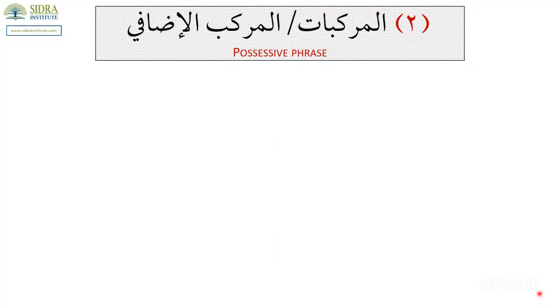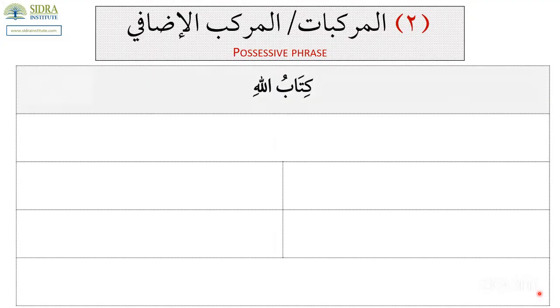So possessive phrase is normally the translation we give for murakkabun idafiyun, but it's not limited to possession all the time. Sometimes it's just a relationship, like we said, Abu Zayd, or sometimes it just comes in a possessive form, like qabla iyamin. Okay, so let's give an example of a possessive phrase.